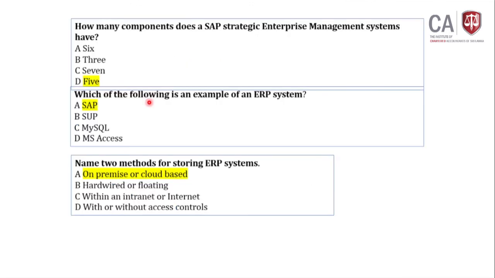Which of the following is an example of ERP? The SAP, and also Oracle, Microsoft Dynamics. So there are some other ERPs, and we had Pronto earlier. Now most of the companies are not using that one. And name two methods of storing an ERP system: on premise or cloud based.